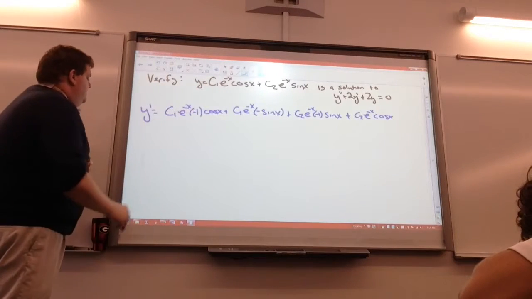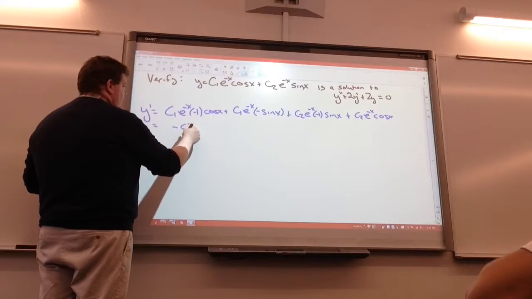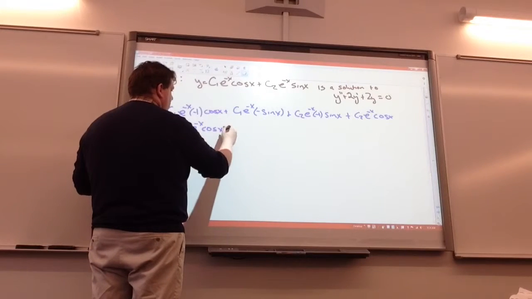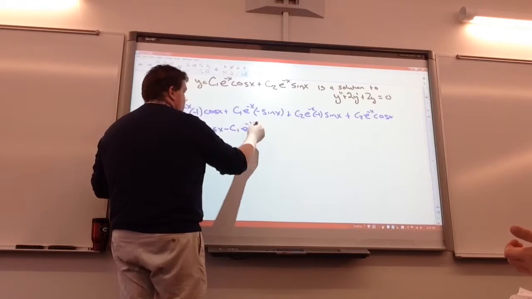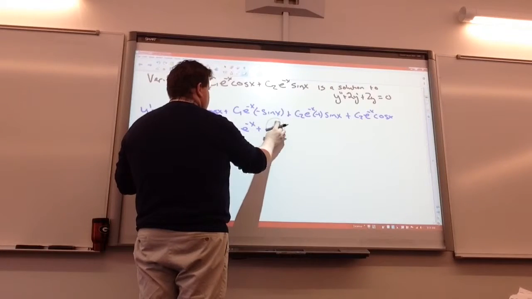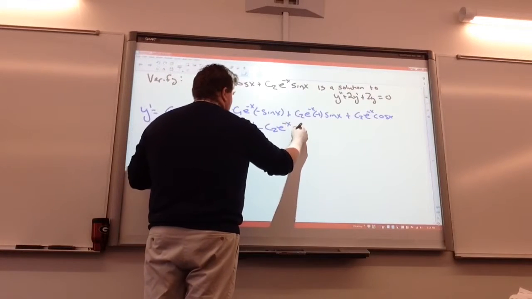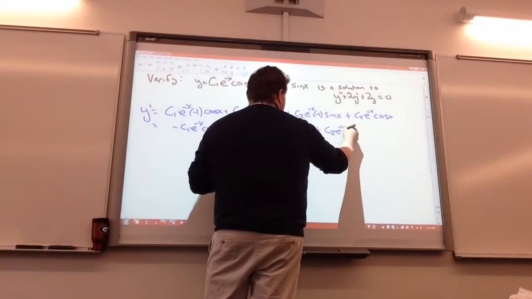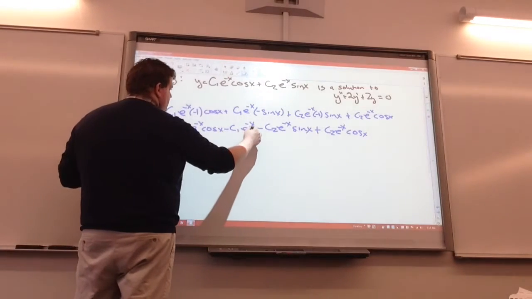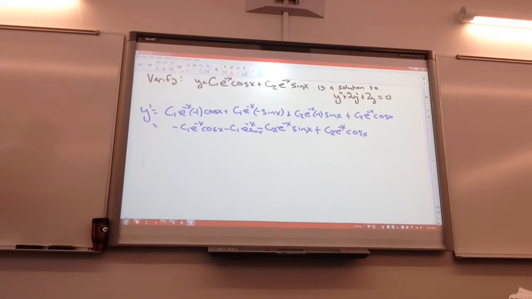I'm going to take a step to clean this up. So we have minus c1 e to the negative x cosine of x, minus c1 e to the negative x, plus minus c2 e to the negative x sine of x plus c2 e to the negative x cosine of x. You don't have to have brackets around them, as long as we keep our signs straight, we're fine.